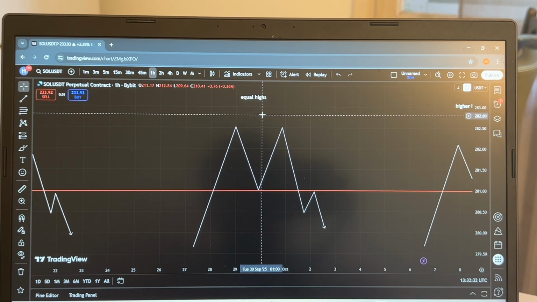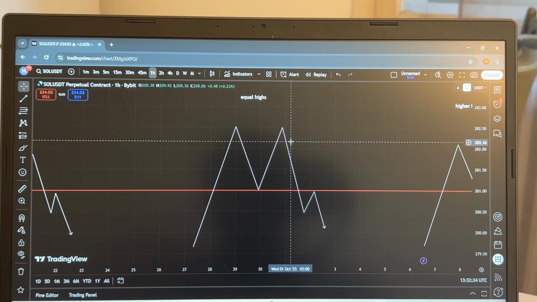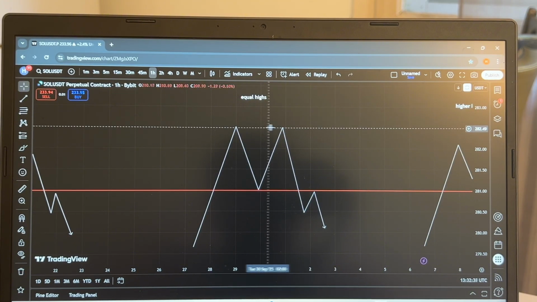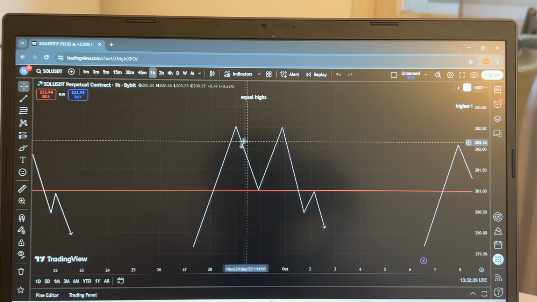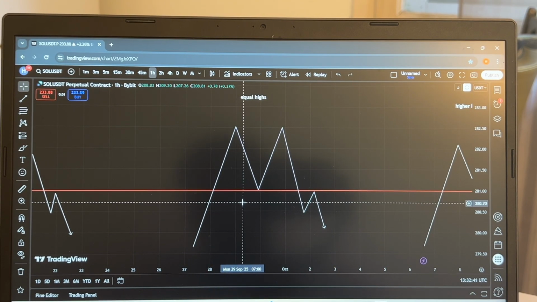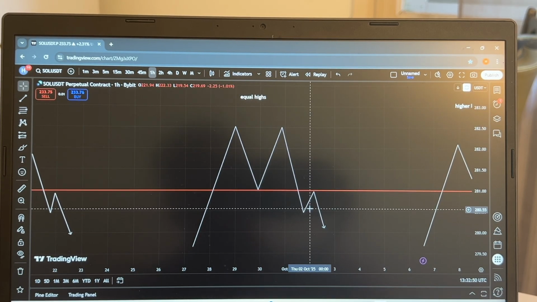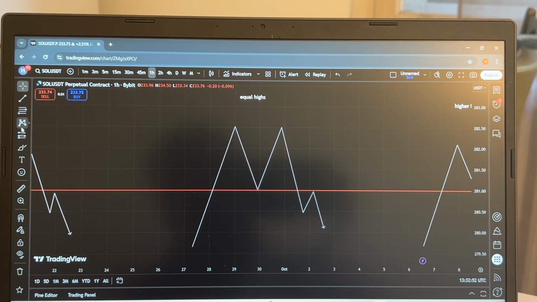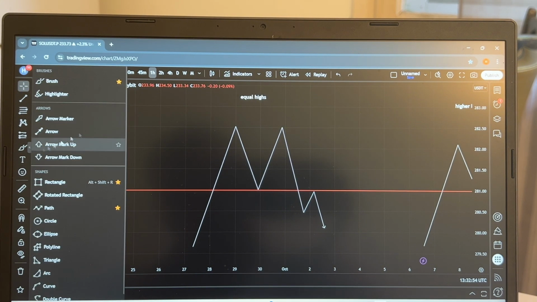So this is the equal high double top pattern. This has the same height in these two highs, so there's nothing to worry about. I will give you the example in the default version. And like I said, I will give you the two scenarios as well.